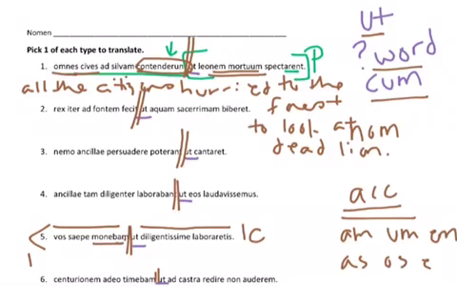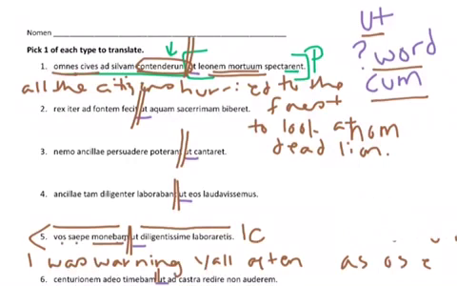Then it has a BA. Was. The meaning means warn. I was warning. Vos, y'all. And then saepe, often. You can put that word often anywhere, but there you go. I was warning y'all often. Ut. And then that's where you get to go. You get to do the second half second, right?